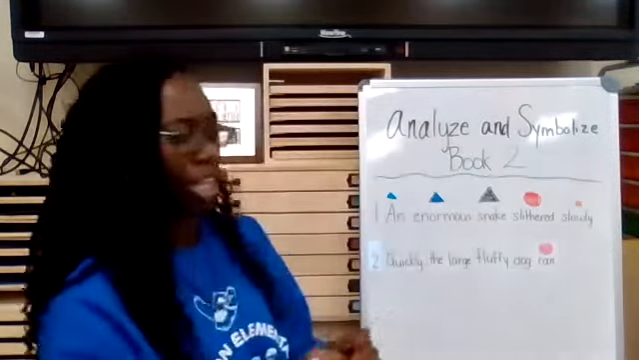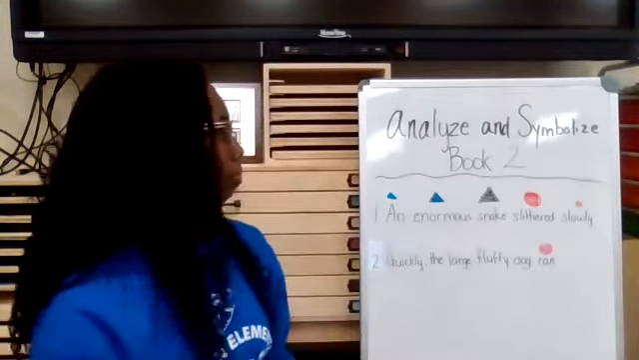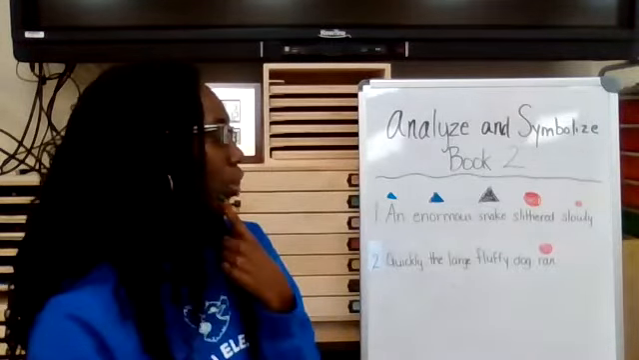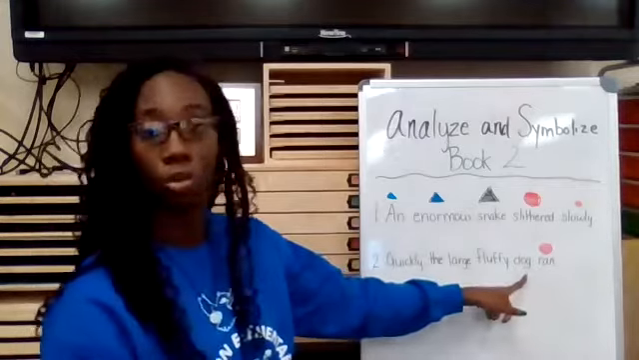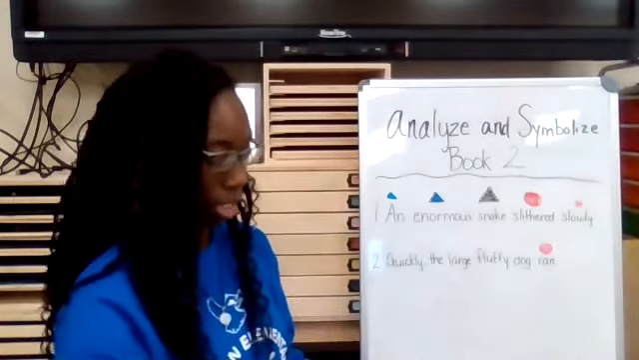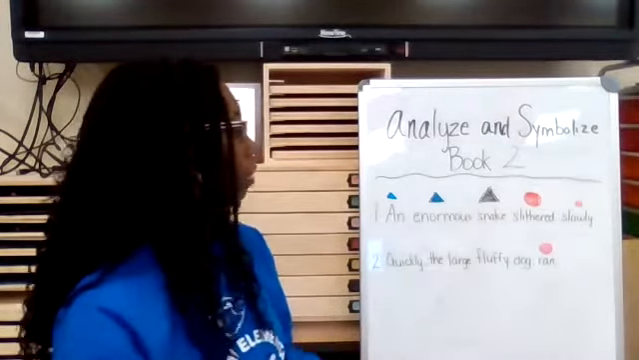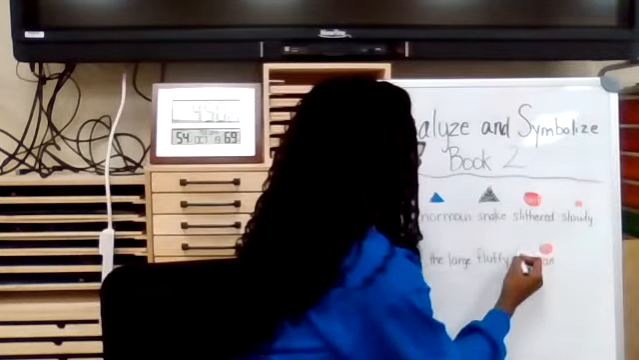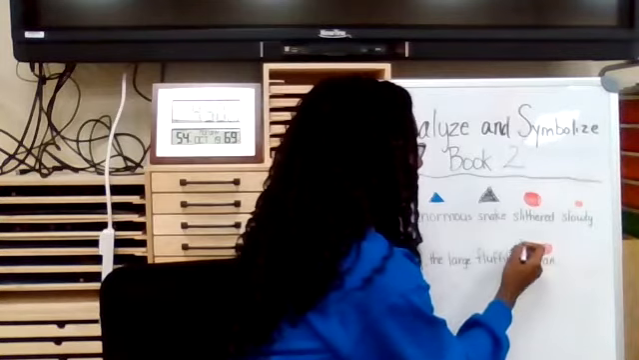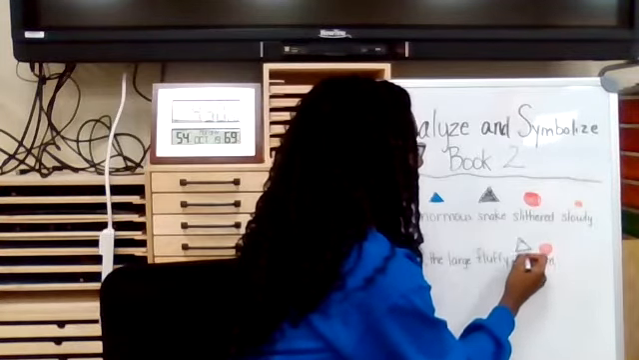And then I can go back and say, who ran? The dog ran. So now I'm going to get my black marker. Dog is a noun because that's who we are talking about. It's an animal.